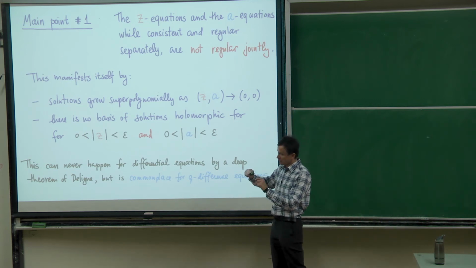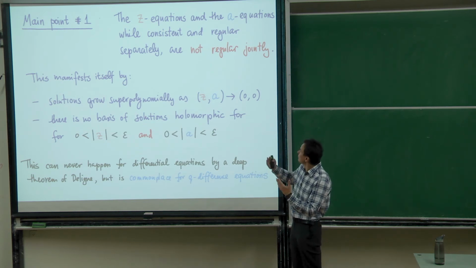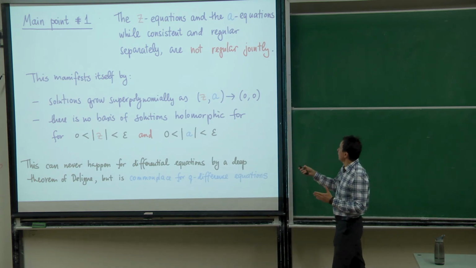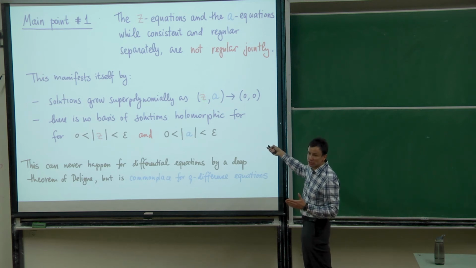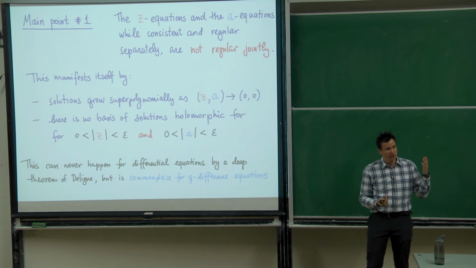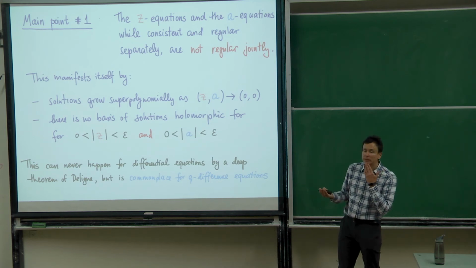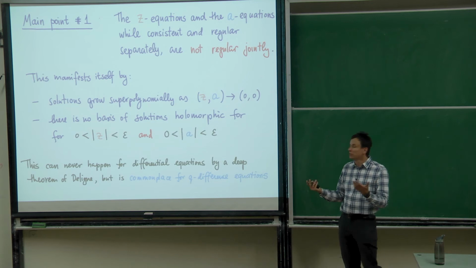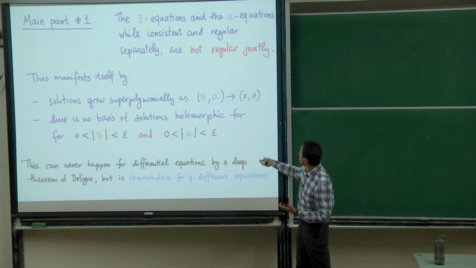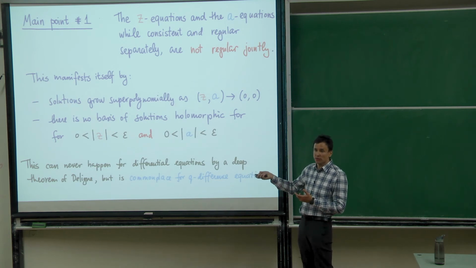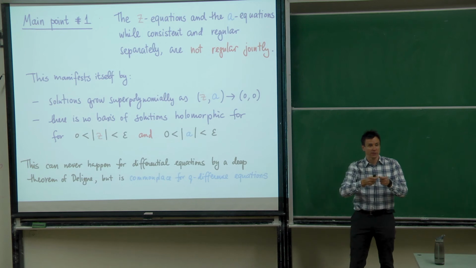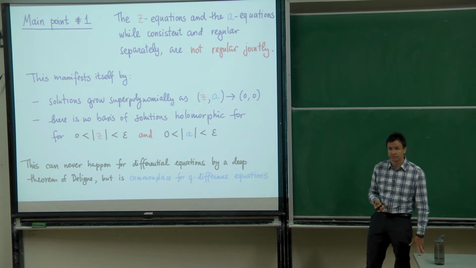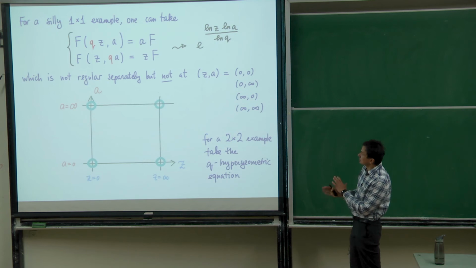And how this manifests itself is, first of all, if you have two groups of variables, if each of which goes to 0, then the solution grows polynomially. But if they both go to 0, they grow super polynomially. And in a different way, you cannot write a basis of solutions which is holomorphic in a region of this form. For each one of them, you can, by basic theorems, in each group of variables, write a basis of solutions. But if you want to do it for both groups of variables, that's not going to work.